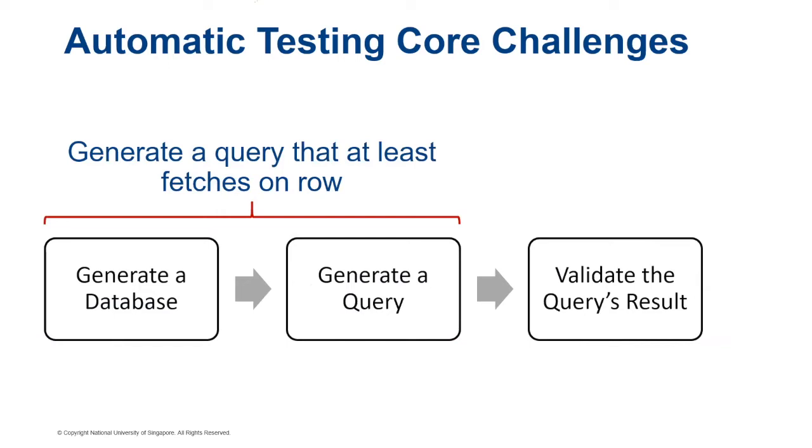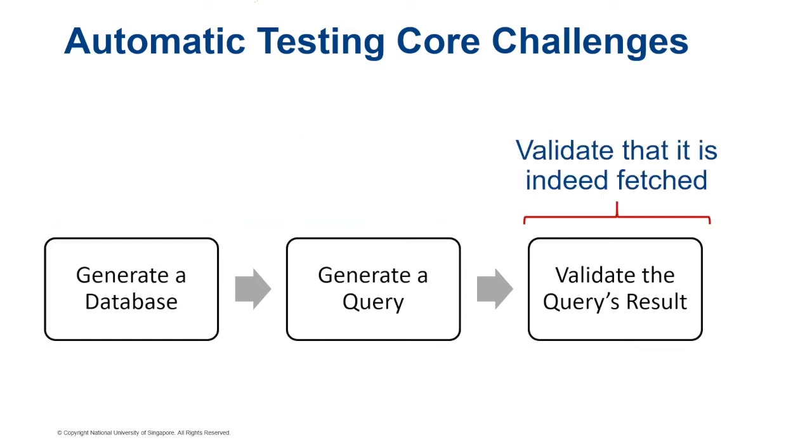Basically, we tackled both the test case generation problem and also the test oracle problem. For the test case generation problem, we basically generated a meaningful test case, meaningful in the sense that at least one row will be fetched by the query. And then for validating the result, we checked that this pivot row that we randomly selected is indeed fetched.